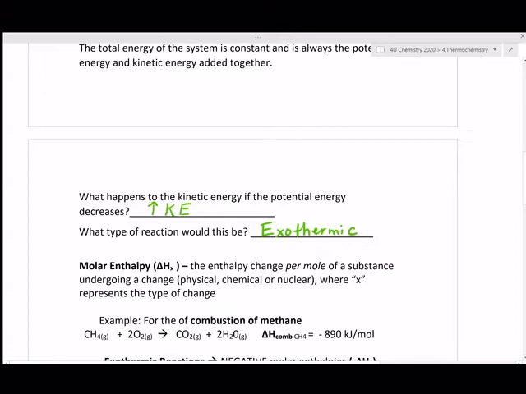So again, it doesn't necessarily have to be a chemical reaction. It could be a physical change. So it could be things like melting, freezing, evaporating, chemical reactions, or nuclear changes as well. So in general, whatever kind of change we're talking about, we're just going to call it X, and then you fill that in when you actually know what type of change we're looking at.